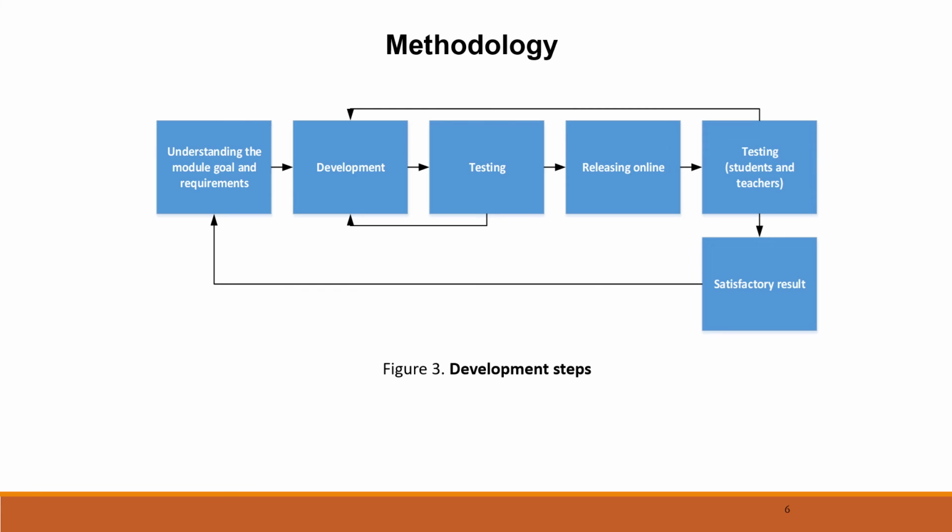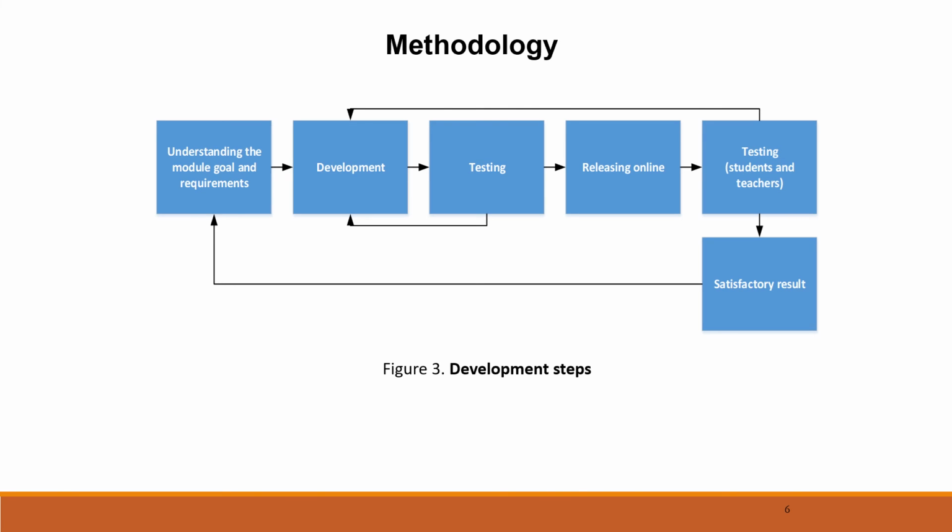If the testing result is good, we go to the next step. But if the test result is not that good, or there are errors, we go back to the development step. After releasing online, the testing is made by students and teachers in the fifth step.